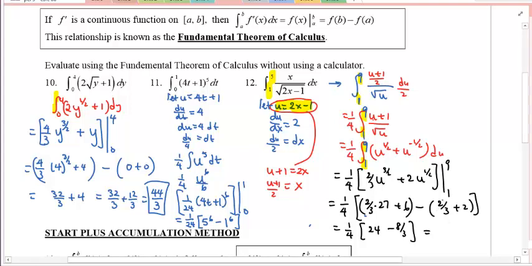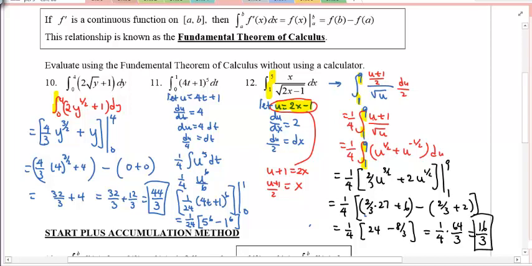Is it really 24? That seems like a lot. 9 square root 3 is 27, 2/3 of 27 is 18. But 18 plus 6 does look like 24. Alright. Okay. 72 minus 8 is 64. So this is 1/4 times 64 over 3. And that just simplifies to 16 over 3.